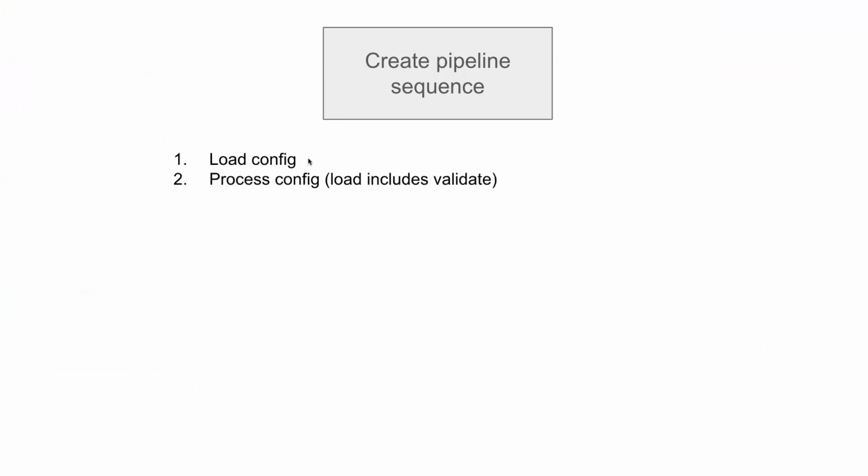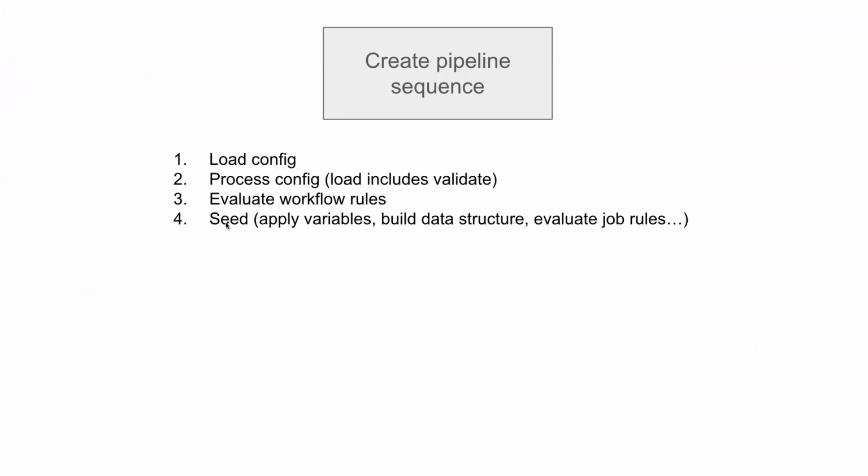So we load the config, then we process the config. So we load includes and validate if it's actually a valid CI config. Then we evaluate the workflow rules. Then we seed the pipeline, which means we apply the variables, we build a data structure that will be turned into a pipeline later, and then we evaluate job rules and other things. We check some limits, and then we create the actual pipeline.